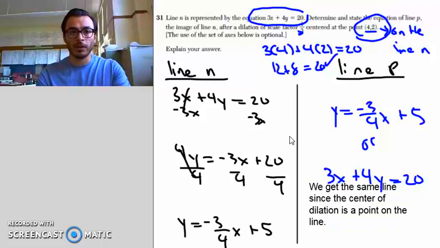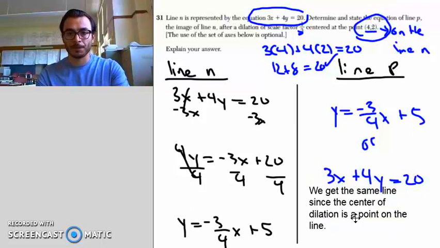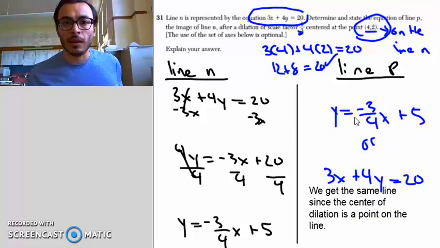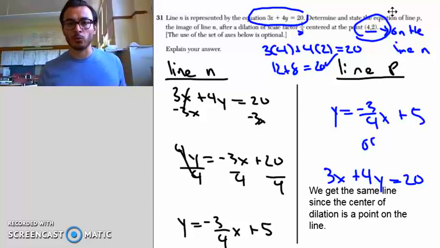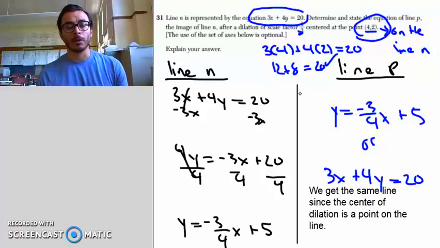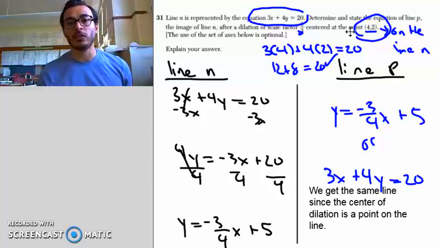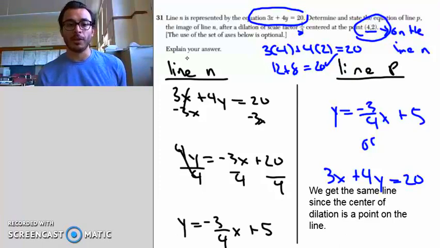So I could have done this much shorter if I had just plugged that 4, 2 into the original line and seen that the center of dilation is on the line. All I had to do is just write the original line and then write that explanation. But what happens if the center of dilation is not on the line? What happens if the center of dilation is about the origin? And I think I mentioned that earlier. You only multiply the y-intercept by 1/3, and that's your new line.